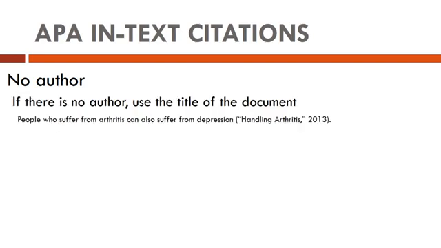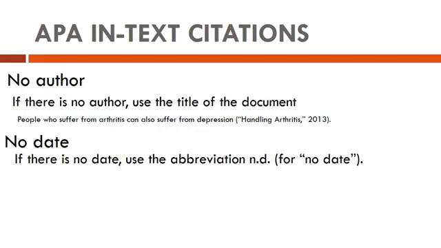So for example, people who suffer from arthritis can also suffer from depression. We don't know the author's name, so instead we put the title, Handling Arthritis, in the place of the author's name. If you don't have a date, which can often happen with web documents, don't just leave it out. Put the abbreviation N.D., which stands for no date, instead. So for example, Wallace, which is the author's last name, N.D., suggests that his method of painting imitates organic energy, P.3.